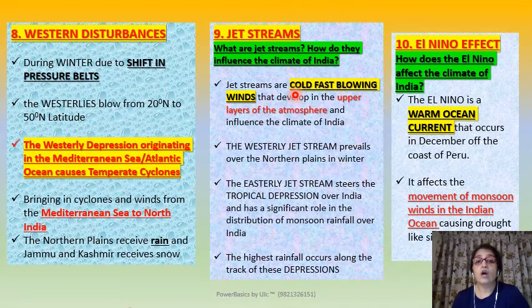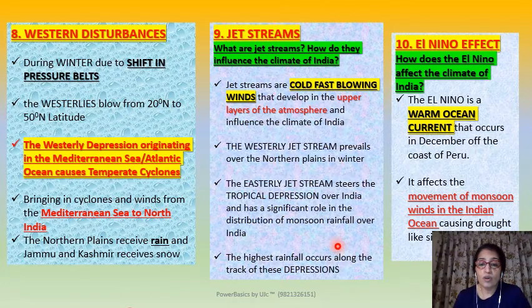Jet streams are cold, fast blowing winds that develop in the upper layers of the atmosphere. You should know what they are and where they come from. They influence the climate of India. The westerly jet stream prevails over the northern plains in winter. This is again winter. The easterly jet stream steers the tropical depression over India and has a significant role in the distribution of monsoon rainfall over India.